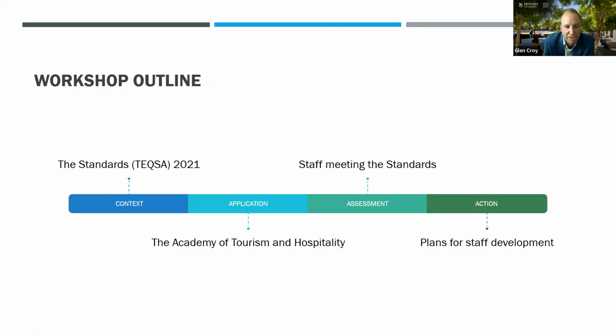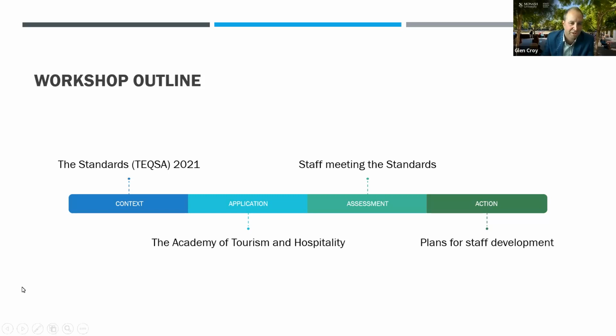One, we're going to introduce the context. Within this space, we're going to focus on the standards, which is from TEQSA 2021. We'll draw a connection to how this links into other accreditation, but largely we're going to use the language of TEQSA for this process. We're then going to introduce the application space. This is a fictitious institution, with a fictitious program or degree and fictitious staff, the Academy of Tourism and Hospitality. We're then going to go through an assessment activity, looking at how the staff of the Academy of Tourism and Hospitality meet the standards or don't. Our 4th stage is looking at our actions, focusing on both our immediate actions as well as our plans for staff development. So we're going to go through each of these 4 steps.